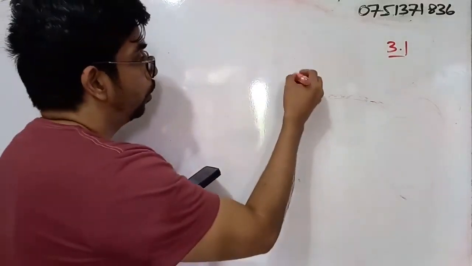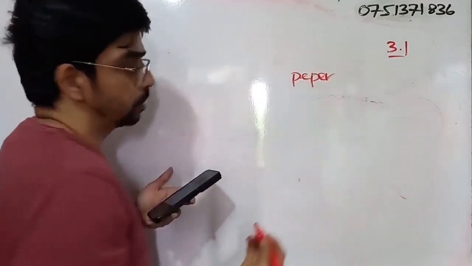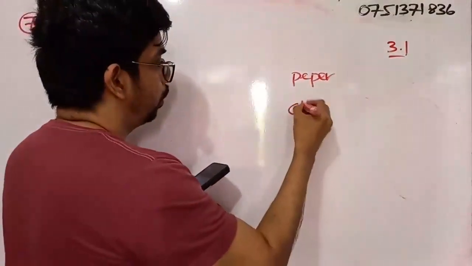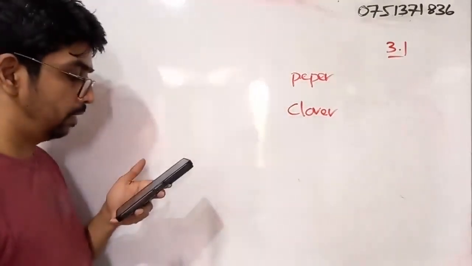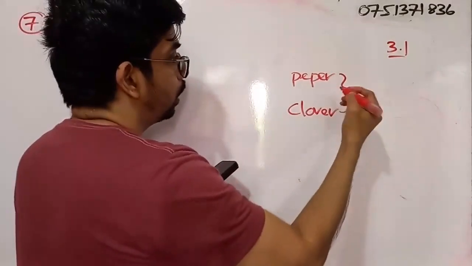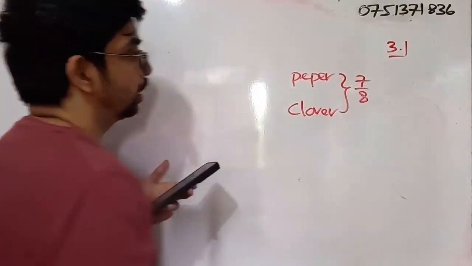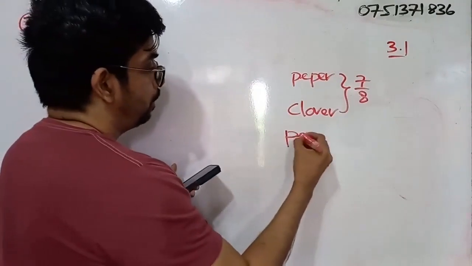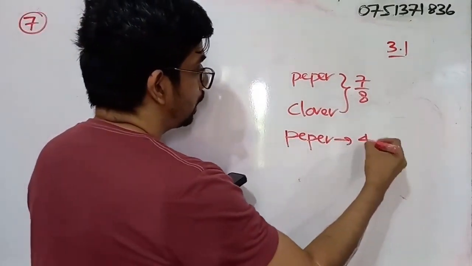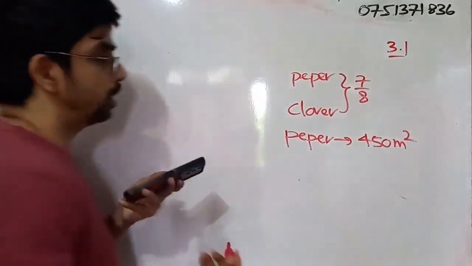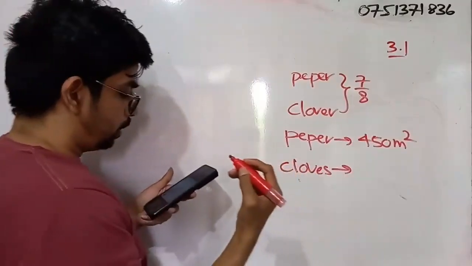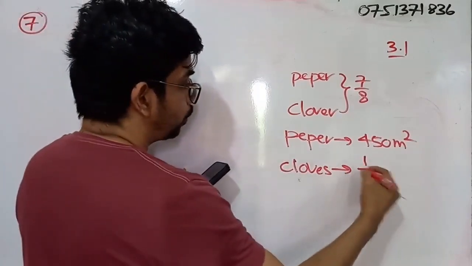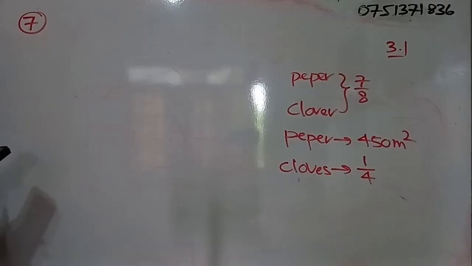Right. So both pepper and cloves were cultivated. So the total amount of land as a fraction is what? 7/8. And when we talk about black pepper, this has been cultivated on 450 square meters of land. Cloves has been cultivated in 1/4 of the land. So in the question, what are they asking? On the first part, in fraction of land, the fraction of land on which black pepper has been cultivated.